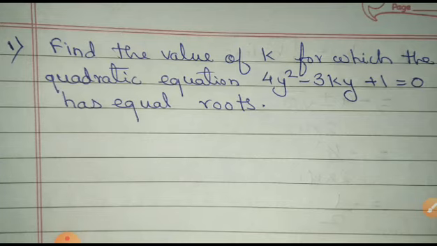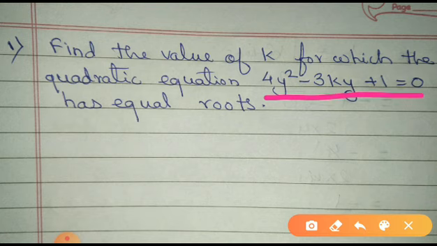Find the value of k for which the quadratic equation 4y square minus 3ky plus 1 equal to 0 has equal roots. Now what is given? The given quadratic equation has equal roots. Now if a quadratic equation has equal roots, that means what should be my discriminant? My discriminant should be 0. That means my b square minus 4ac value should be equal to 0.